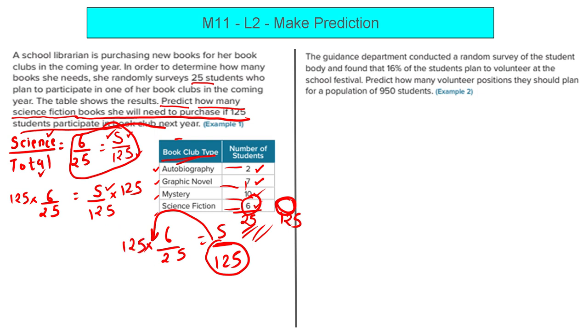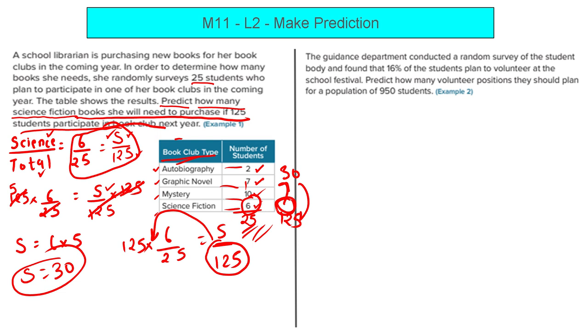Okay, now let's just solve it. 125 is done. So S equals, check here, 125 divided by 25. How much? 5. So this will become 6 times 5. How much is 6 times 5? 30. That means we are predicting that maybe 30 out of 125 students might choose the science fiction book according to the current information that we have. So 30 is the answer.